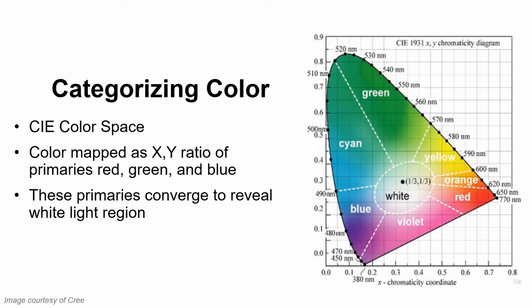Scientific understanding of how color is perceived led to the development of models, notably the 1931 CIE color space, a graph that maps perceived color on an XY graph as a ratio of red, green, and blue. As shown, white is a region at the center of this convergence.